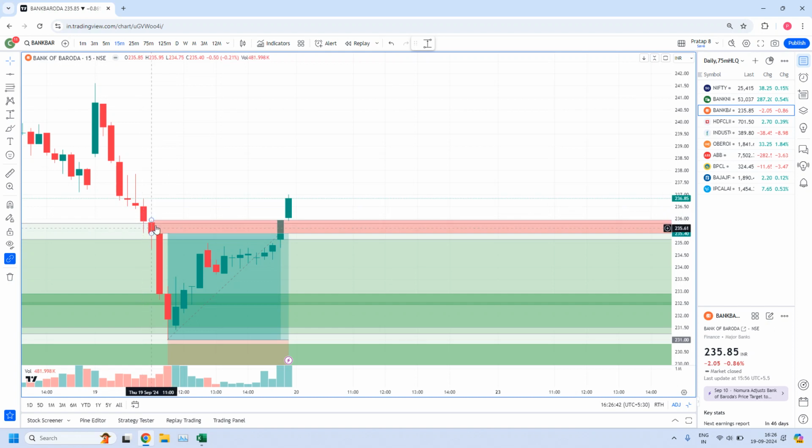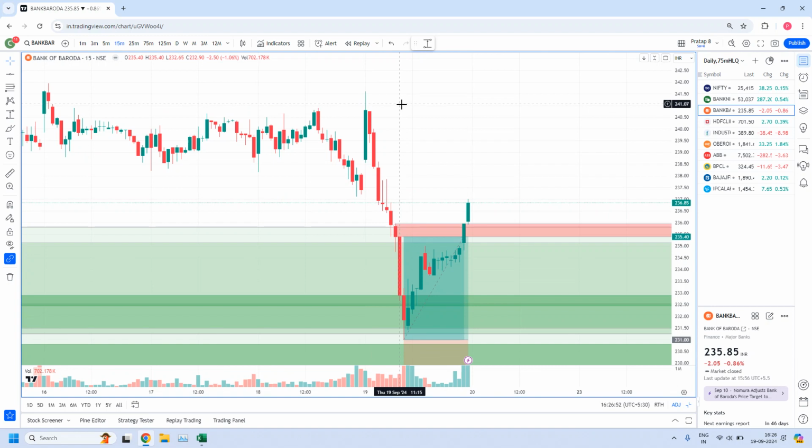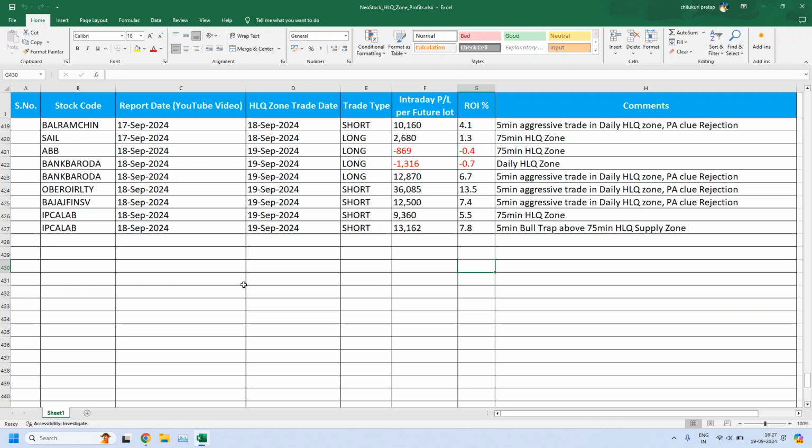We have a drop, base, drop. That way you can consider. And it reached the target. So how much profit has it given? Before that, this one stopped out. How much loss did we get? We will look into both. Bank of Baroda, first you got a loss of 1,316 rupees, which is minus 0.7% ROI as per one futures margin cost.